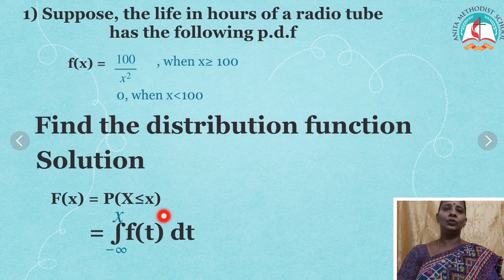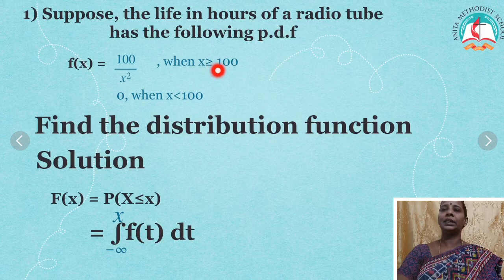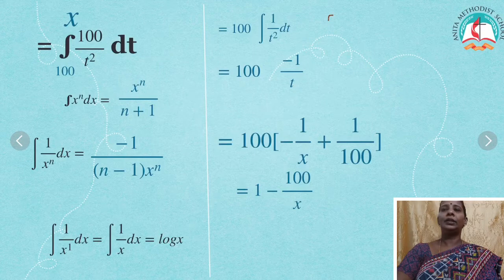First you write the formula. F of x is equal to what? Probability that capital X is less than or equal to small x, which is the integral from minus infinity to x of f of t dt. But anyway my function here is defined from 100, so I am going to write 100 here because x is greater than or equal to 100. Therefore, the integral from 100 to x of 100 by t square dt.